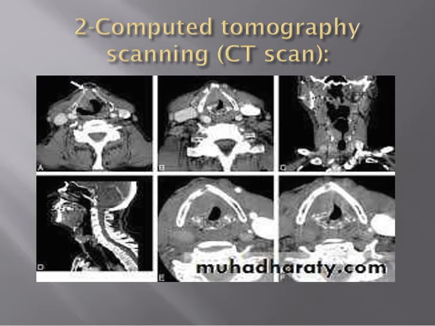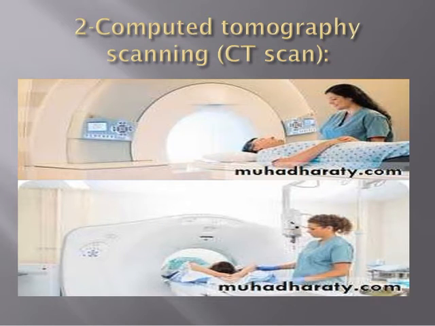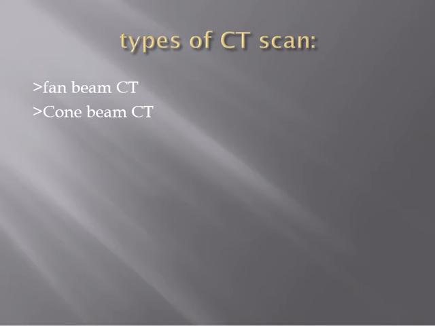The standard plane of CT scan is obtained in the axial plane. The X-ray attenuation values of CT scan are scored from minus 1000 to plus 1000 Hounsfield unit. Types of CT scan: computed tomography can be divided into two categories based on X-ray beam geometry, namely fan beam and cone beam.